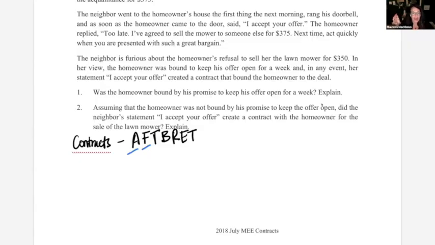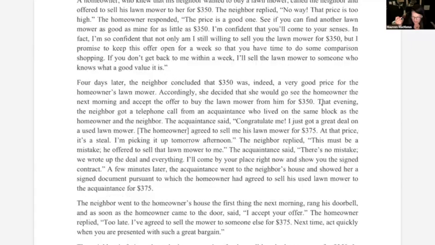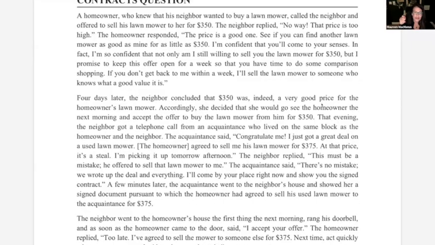And then assuming that he's not bound, did the neighbor's statement, I accept your offer, create a contract? So was there a valid acceptance? So was the offer still open? All of those formation issues. And we see a lot of similar issues in the MBEs and in the essays, but I like this essay in particular because it's actually covering some stuff that we're not going to see in the MBEs that we're going to talk about this evening.